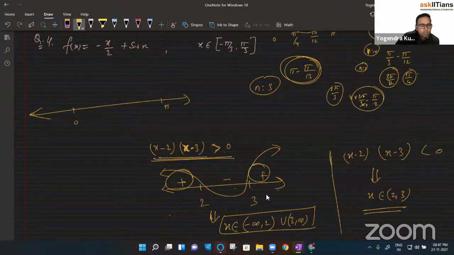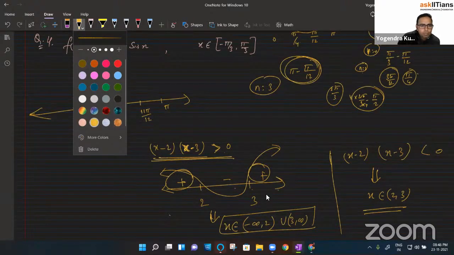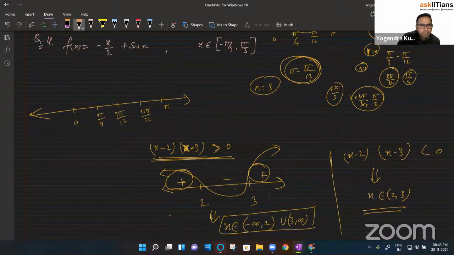0 and pi. We want to observe between those. Now I got the pi by 4 point. Then I got the other point, 7 pi by 12. Then I got one more point, 11 pi by 12, right? So now what is happening here? It is positive here. It is positive here. Then it is negative here.